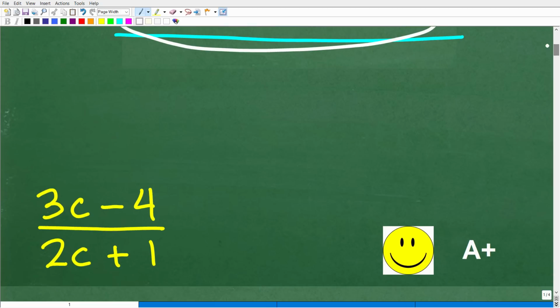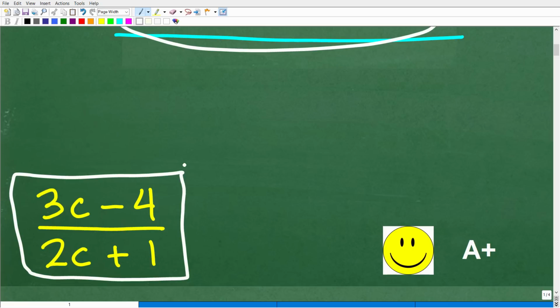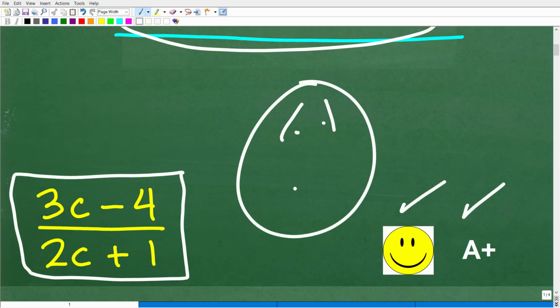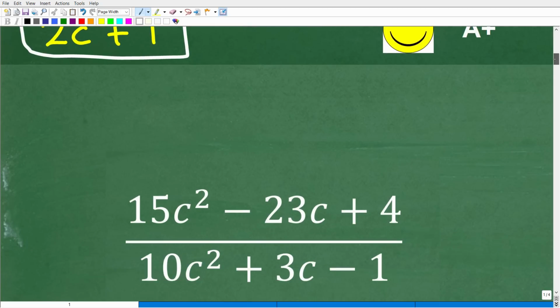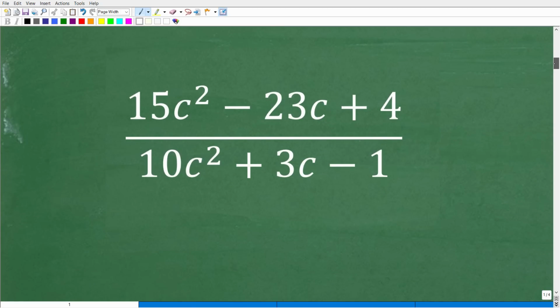The correct answer here is 3c minus 4 over 2c plus 1. Okay, now if you got this right, that is very good. Matter of fact, you're definitely going to get a happy face and an A plus. And if you're like, Mr. YouTube Math, man, I struggle in algebraic factoring or factoring polynomials, well, don't feel bad because a lot of people do. And this is a critical skill to be successful in algebra.